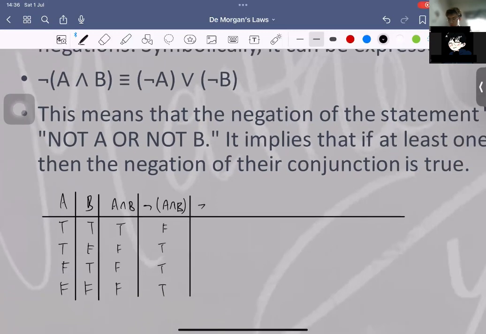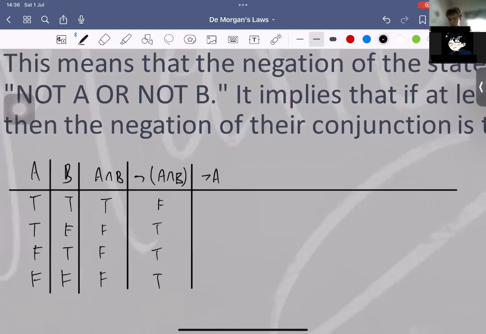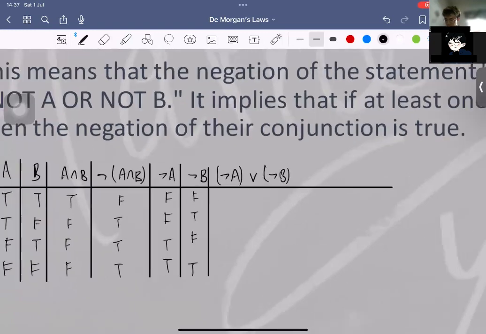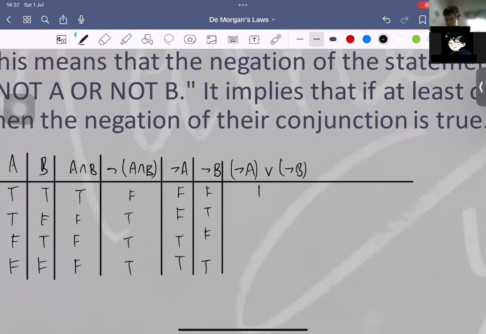So what is not A? It will be false, false, true, true. Not B would be false, true, false, true. So what is not A or not B? Not A or not B: false, false, we get false. False, true is true, because this is a disjunction. True, false, we get true. And true, true, we get true.